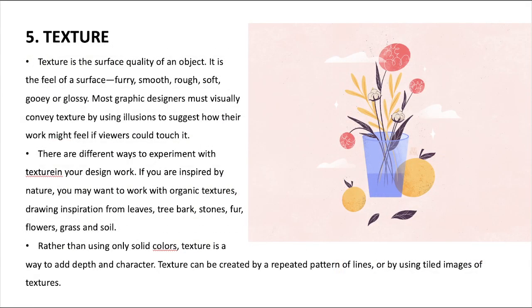Fifth element is texture. Texture is something you can feel. It is the surface quality of an object. It is the feel of a surface: furry, smooth, rough, soft, gooey, or glossy. Most graphic designers must visually convey texture by using illusions to suggest how their work might feel if the viewer could touch it. There are different ways to experiment with texture in your design work.